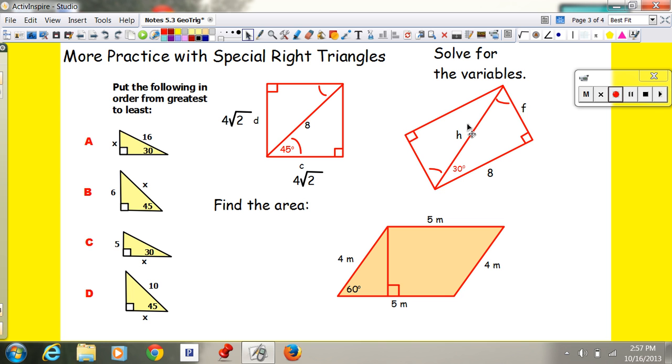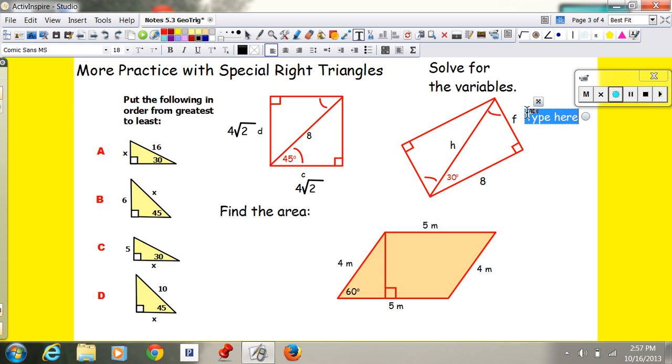This one you've got H and F, and you've got a 30, 60, 90. Again, you've got the longer leg, so again, I made it really tough on you. Sorry, guys. If you got the shorter leg, that'd be a lot easier. The longer leg makes it a lot tougher. So the longer leg, you got to take the 8, and you got to divide it by radical 3.